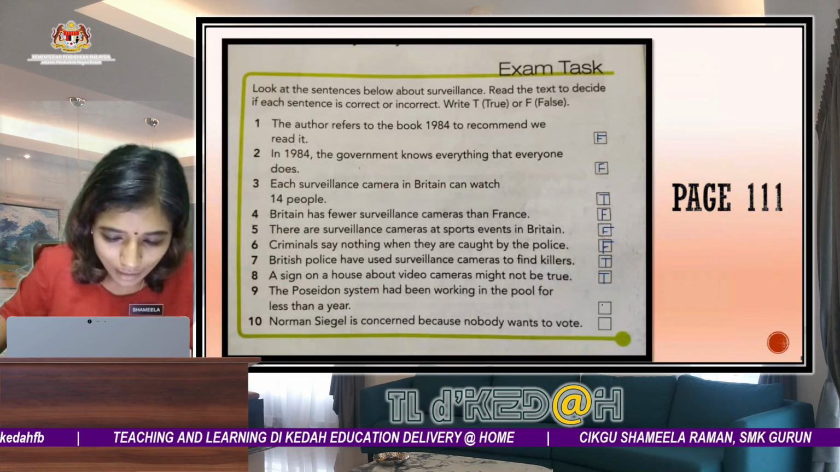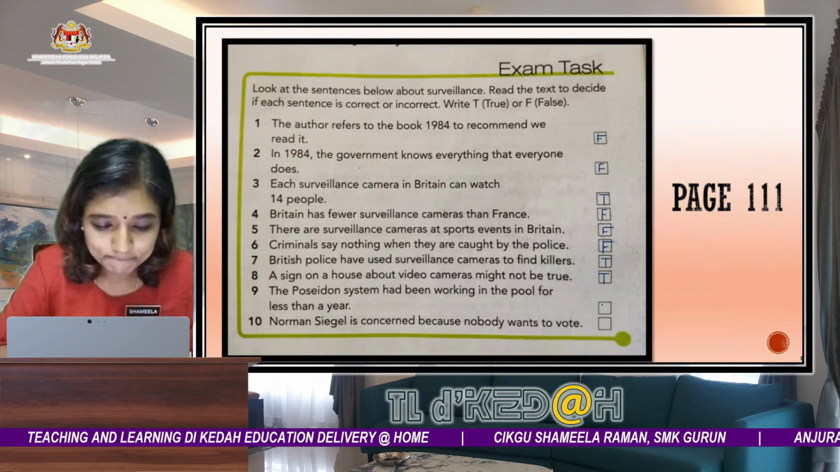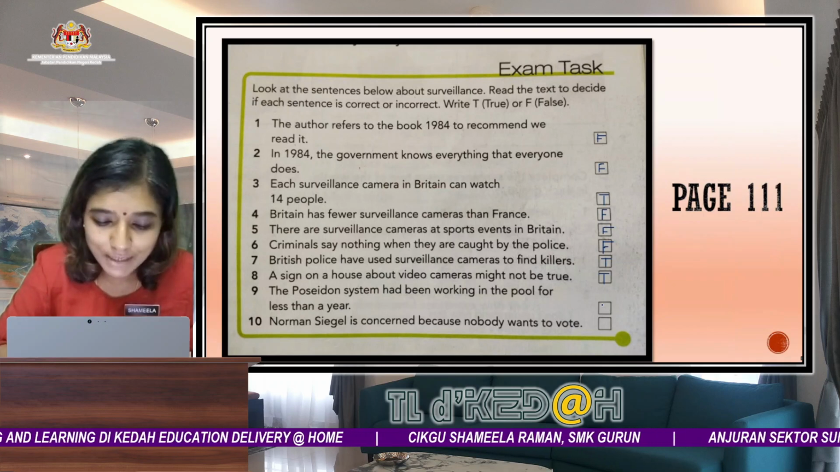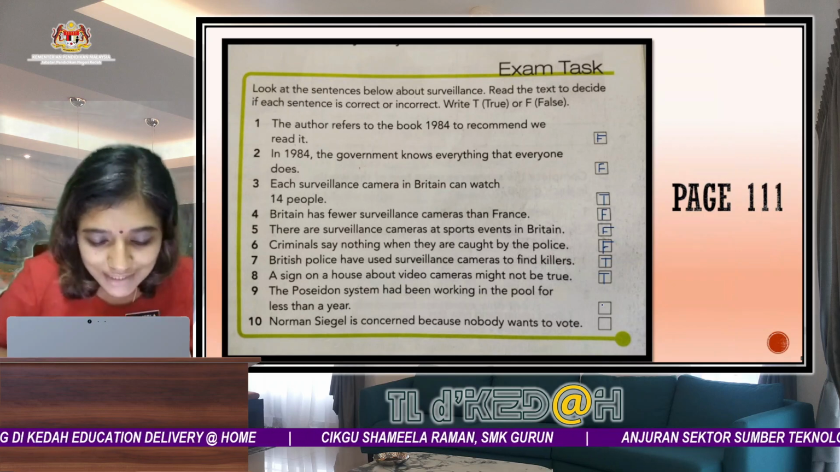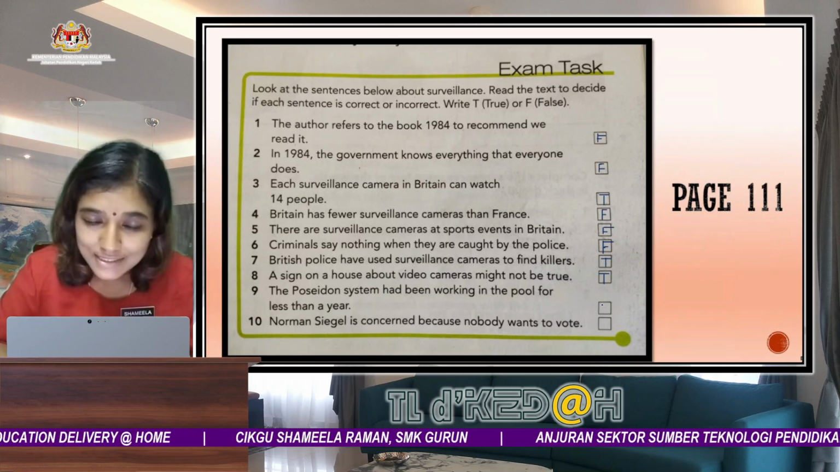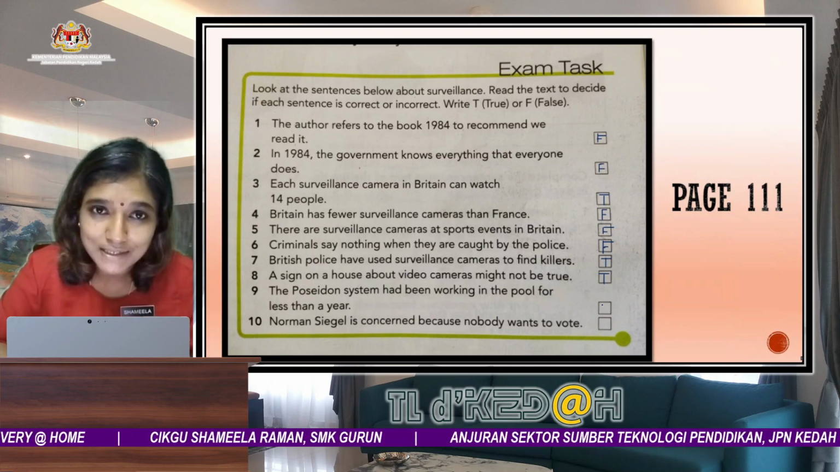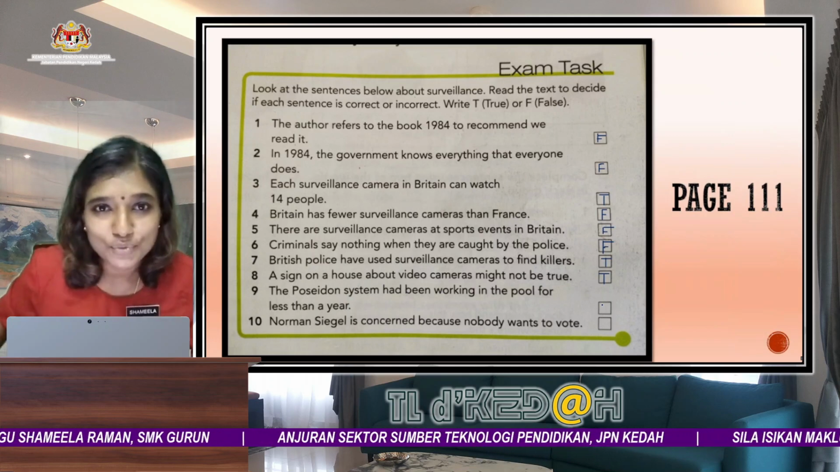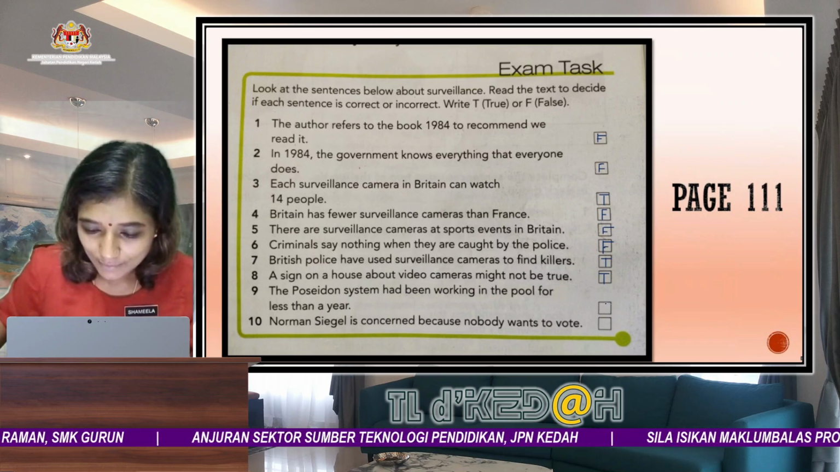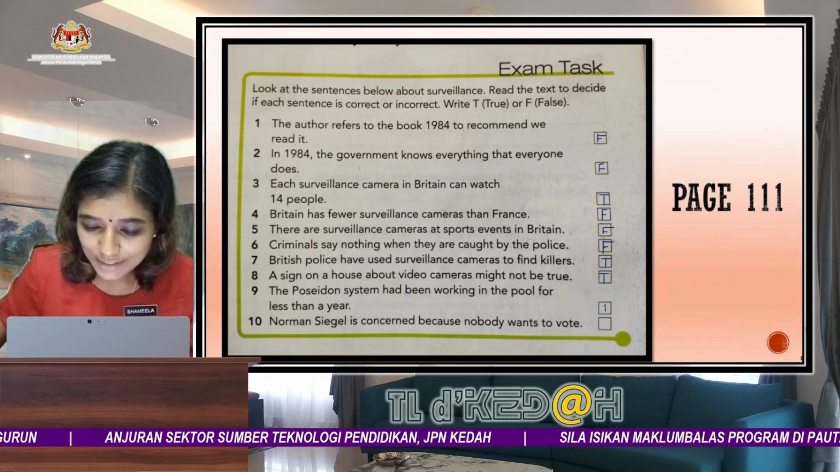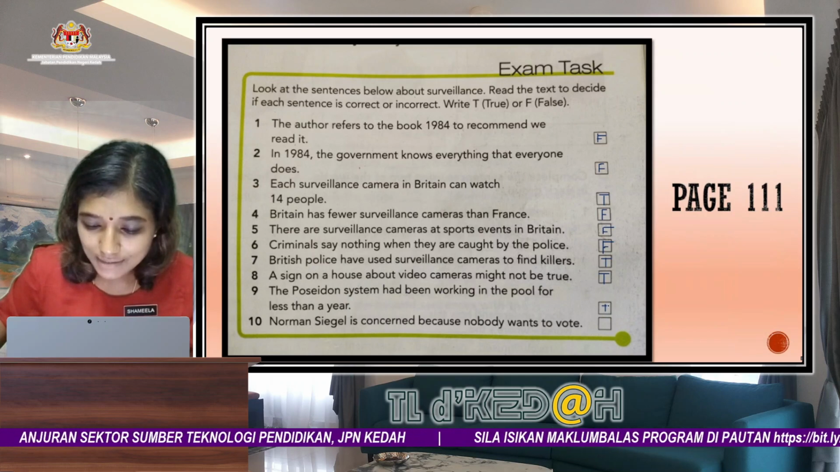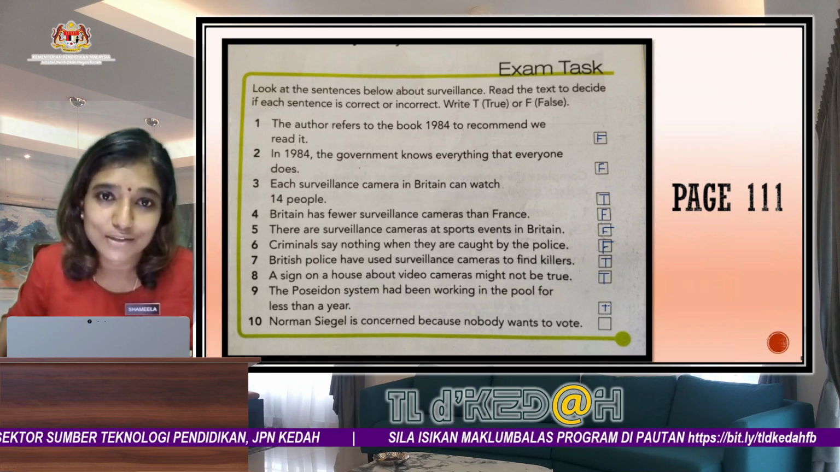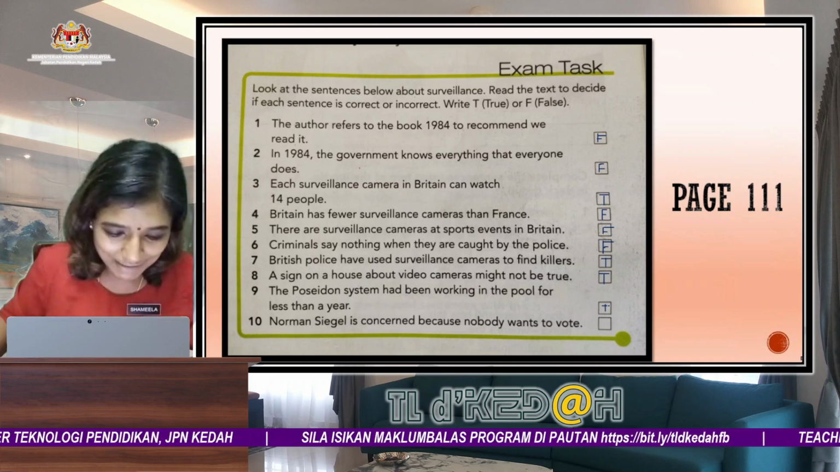Next. The Poseidon system had been working in the pool for less than a year. It's actually mentioned 9 months, yeah? So definitely less than a year. So it is true. Sometimes you have to look into details, yeah? They say 9 months and definitely you know it's less than a year. You have to connect things and ideas there, okay?